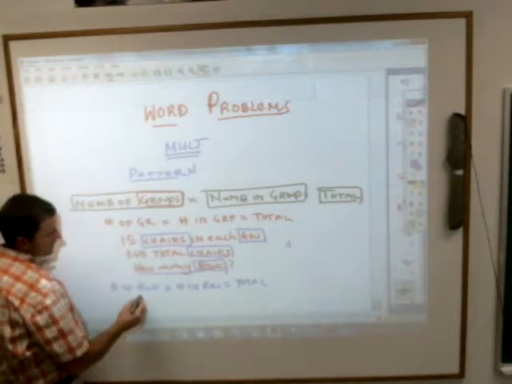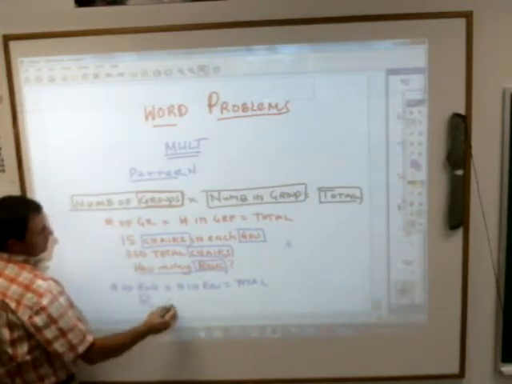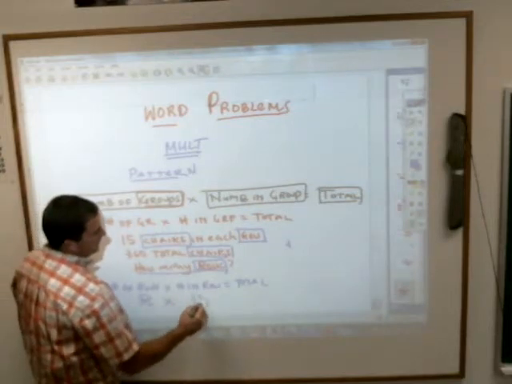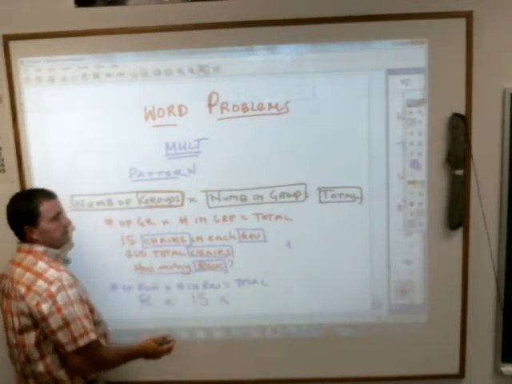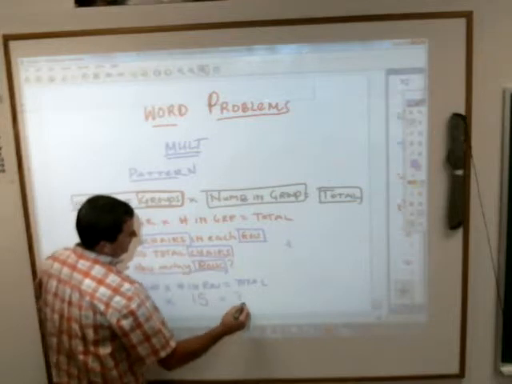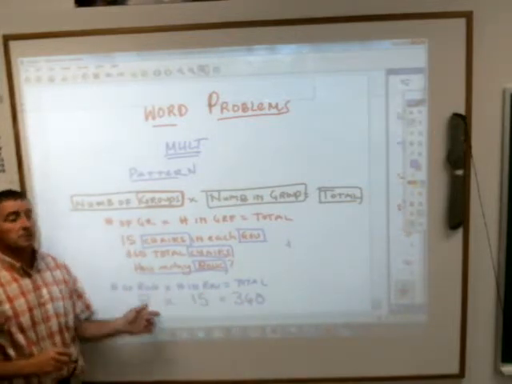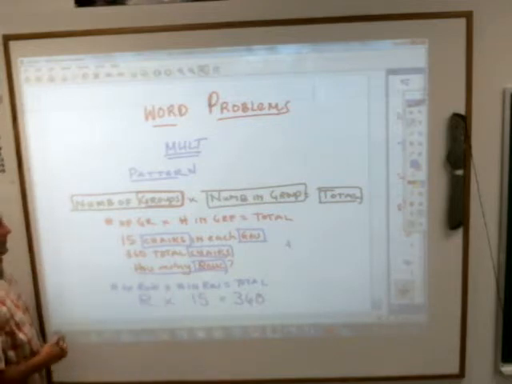Because in math we like to be commonsensical. We don't know how many rows, but we do know how many are in each row, which is 15, and that is a total number of how many chairs? 360. So this is our pattern, this is our equation, we just need to solve that.